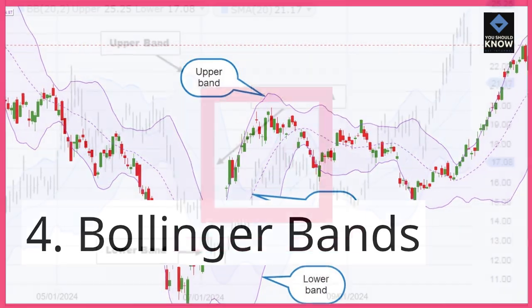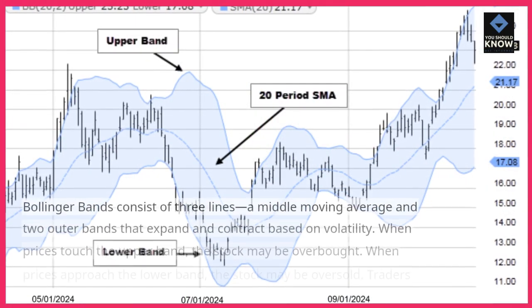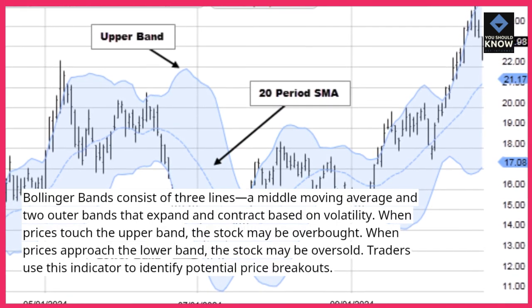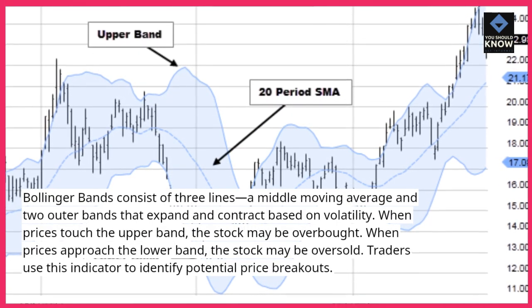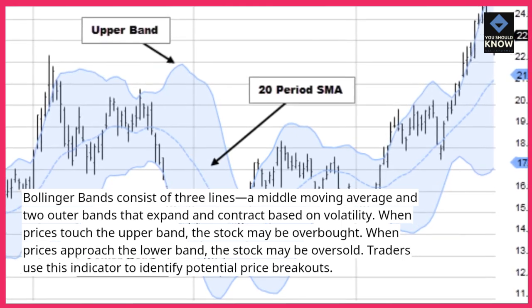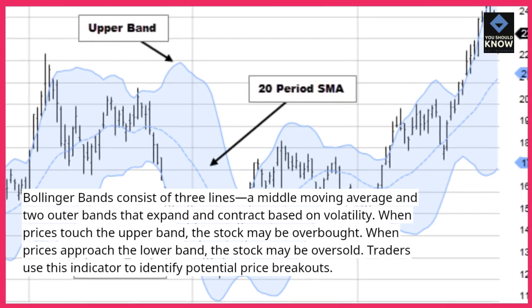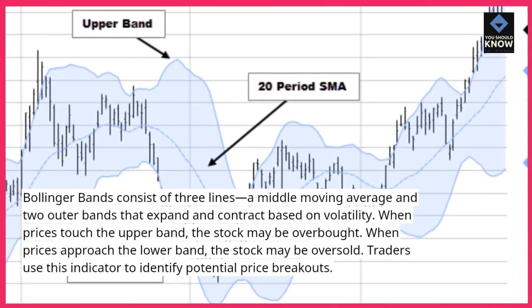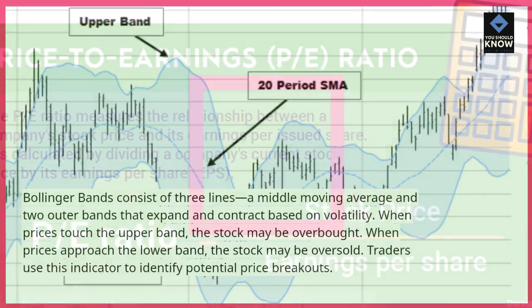4. Bollinger Bands. Bollinger Bands consist of 3 lines, a middle moving average and 2 outer bands that expand and contract based on volatility. When prices touch the upper band, the stock may be overbought. When prices approach the lower band, the stock may be oversold. Traders use this indicator to identify potential price breakouts.